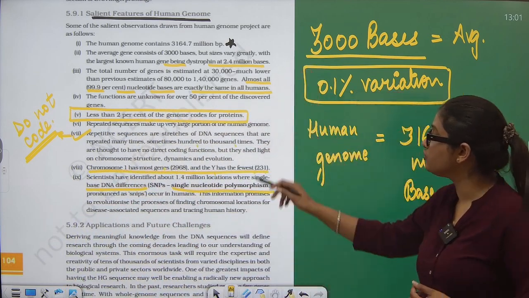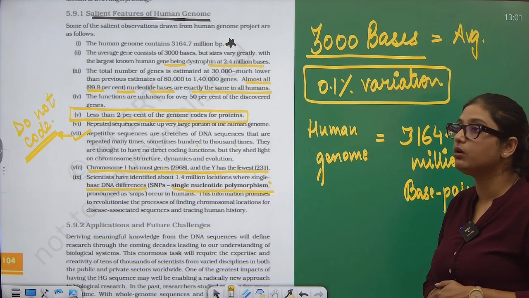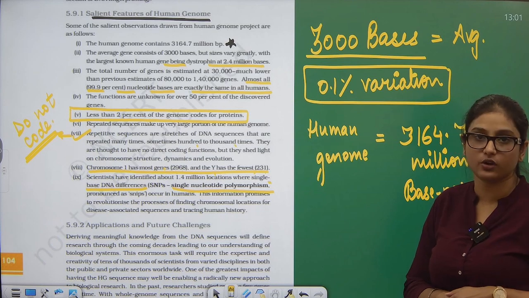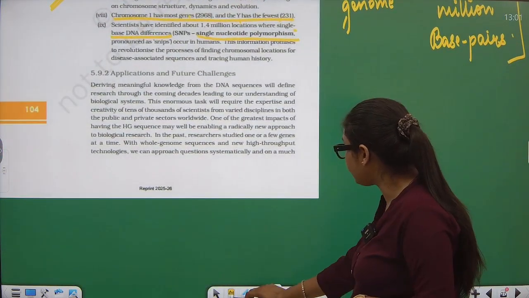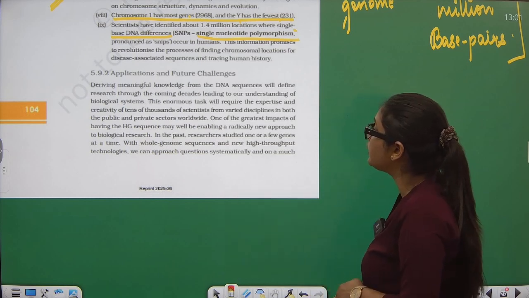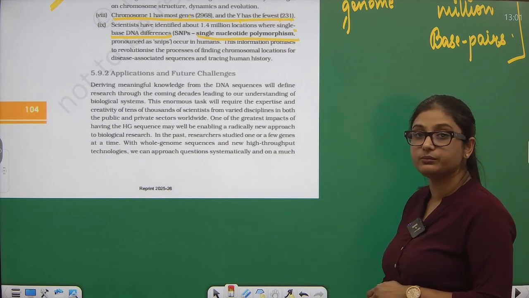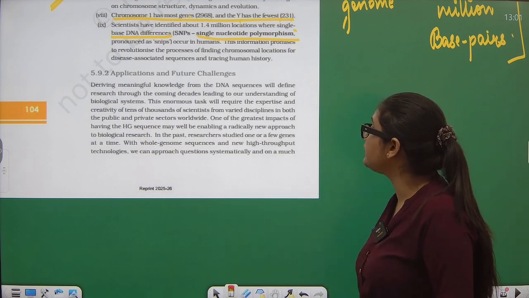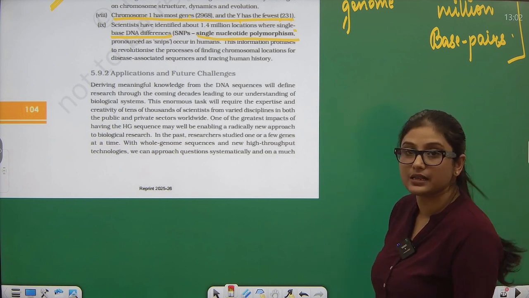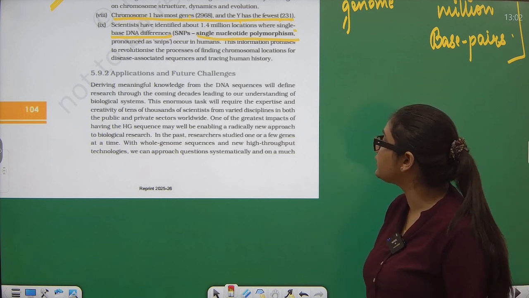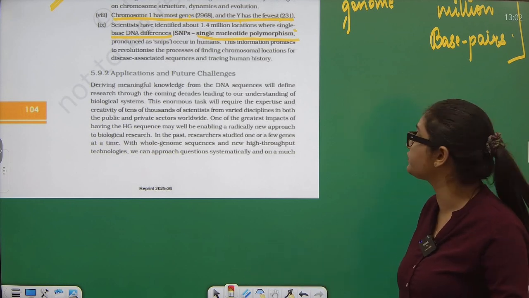These were some features discovered from this Human Genome Project. Then there were certain applications and future challenges. Deriving meaningful knowledge from DNA sequences will define the research through coming decades. This enormous task will require the expertise and creativity of tens of thousands of scientists.